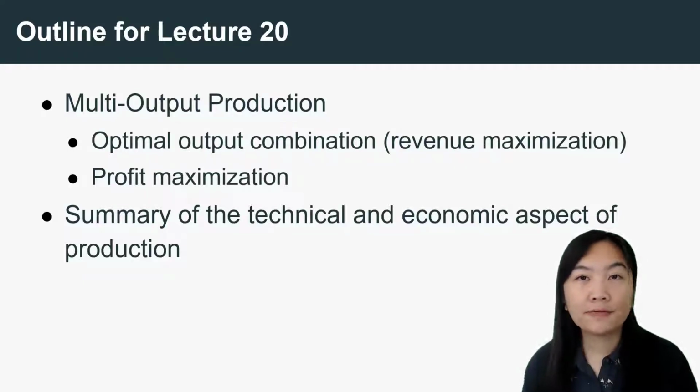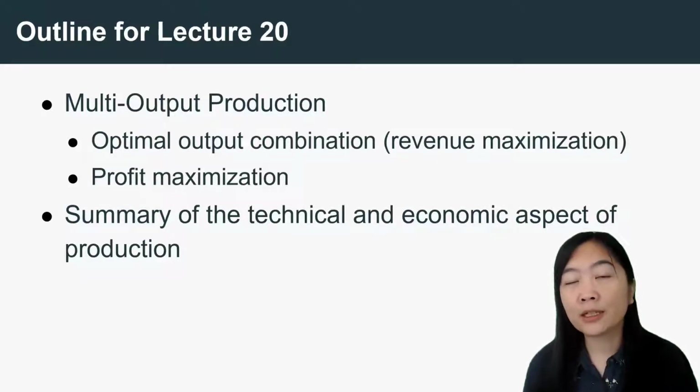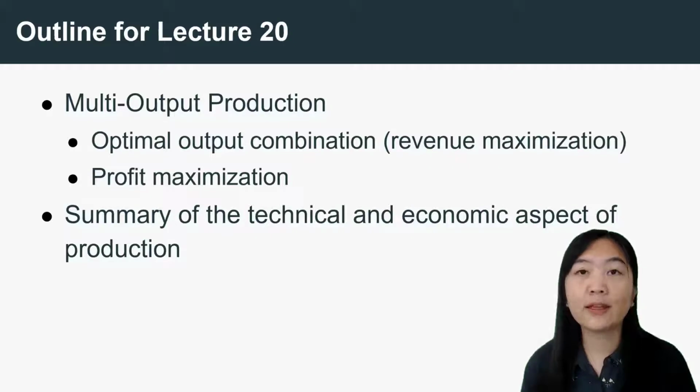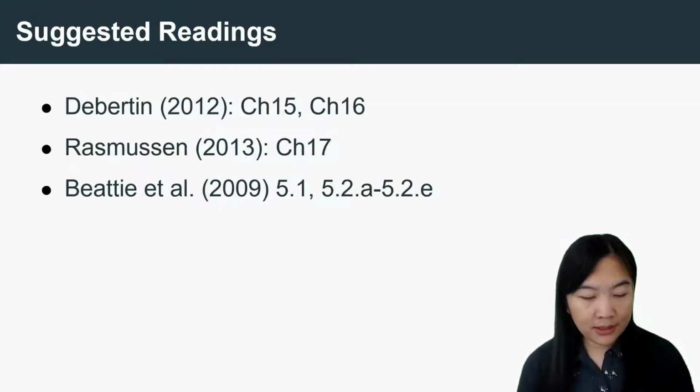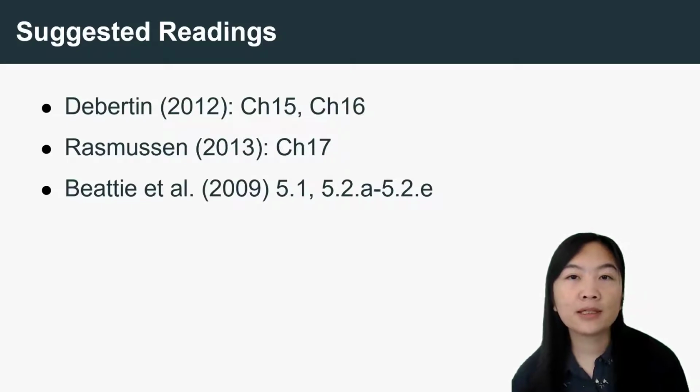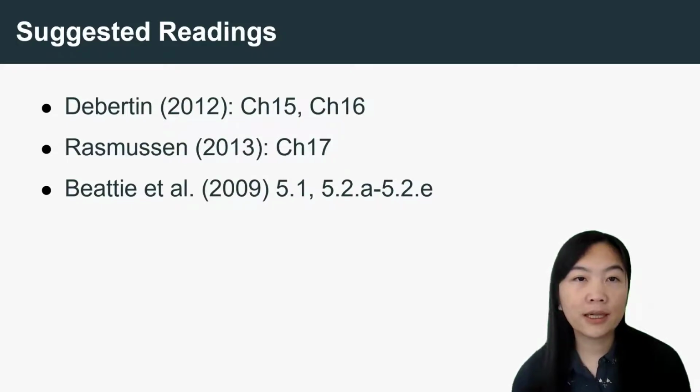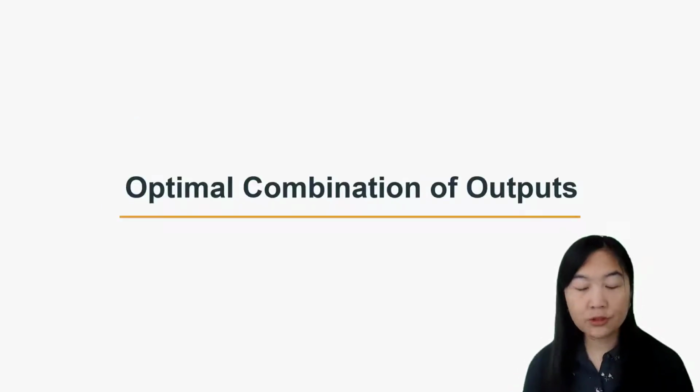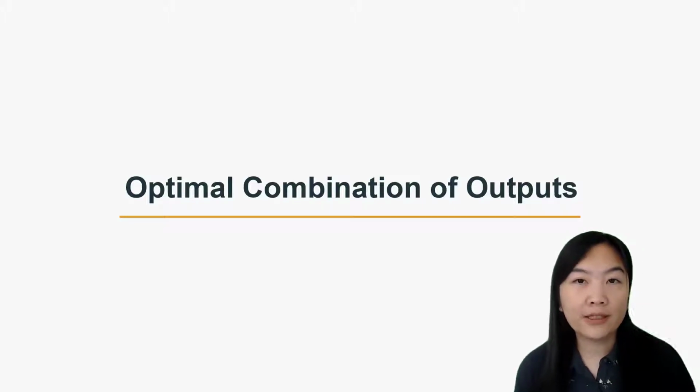And if we have time, I will do a summary of both the technical and the economic aspect of production: one input, one output; two inputs, one output; two outputs, one allocable input. And if we don't have the time, I will leave that to next lecture. So the readings here are the same as last time, so I will skip that. And let's actually move to the optimal combination of outputs.